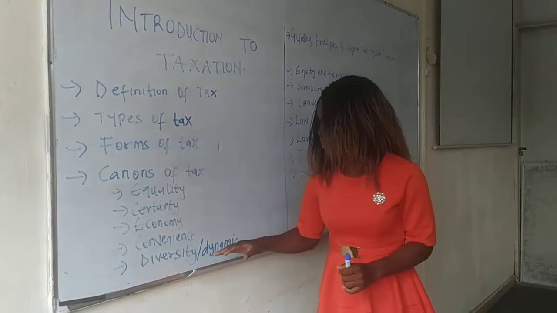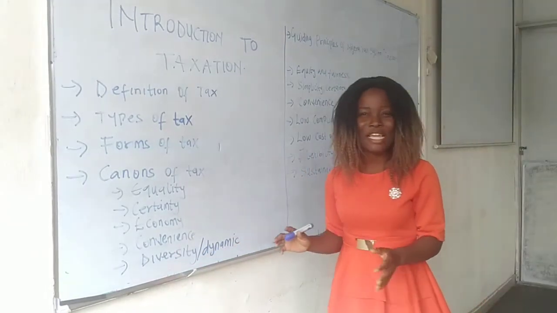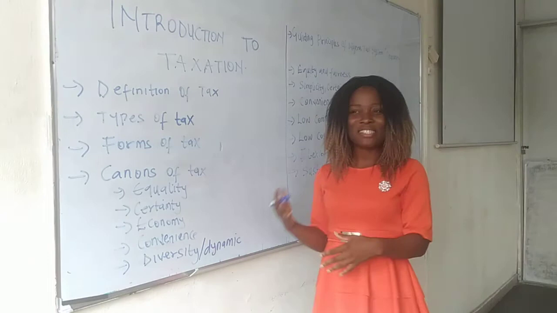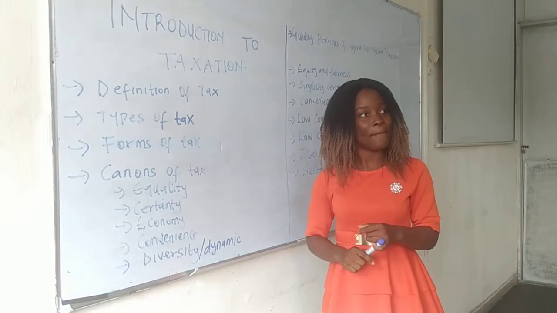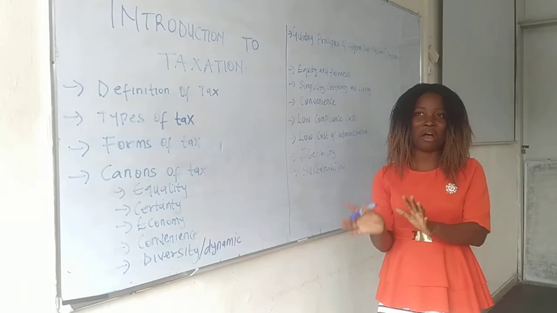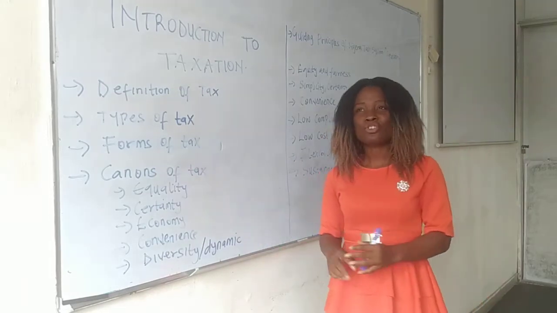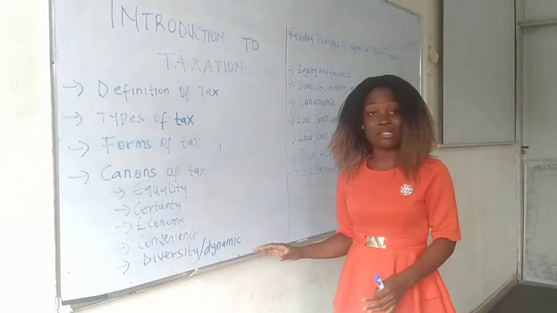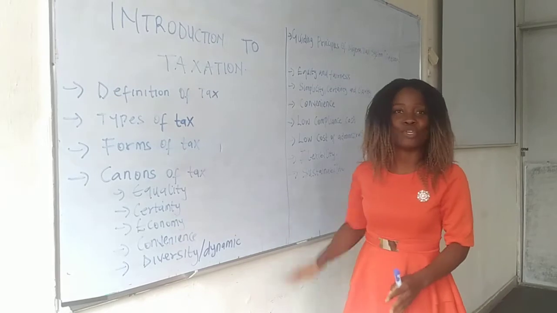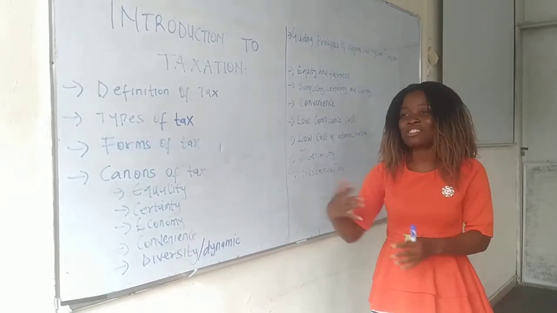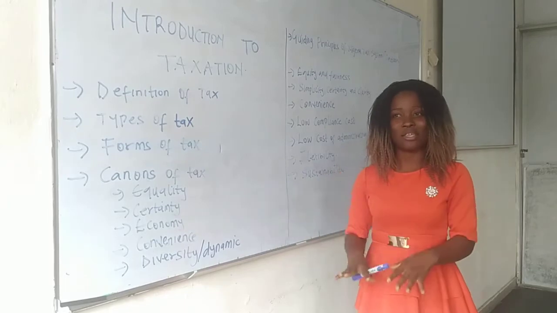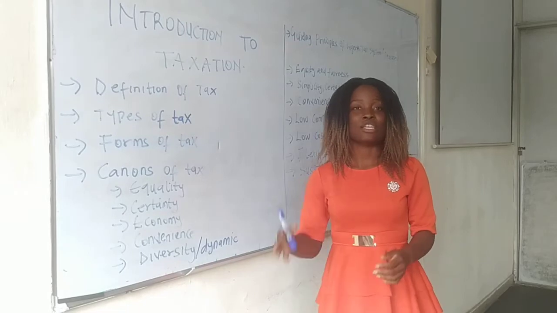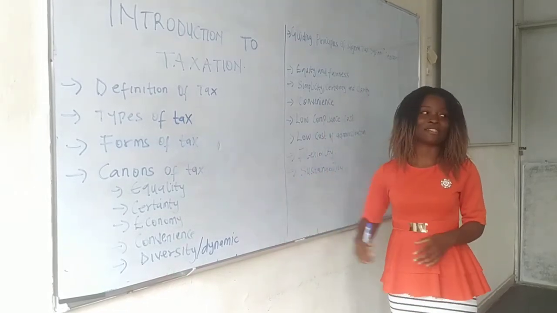Then diversity or dynamic. The tax system should be dynamic. It should not be rigid. It should be very flexible. And it's very important because, take for instance, in recent times we've had Finance Act amendments. We have a lot of amendments of our Company and Allied Matters Act, just to capture the present reality on ground. So it means it should not be rigid, that this is how it will be over the years. If there are some economic trends or some events that will cause the tax rate to be reviewed, then it is very important that it is reviewed. So that's for diversity.